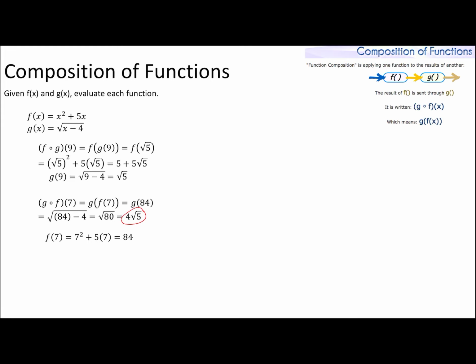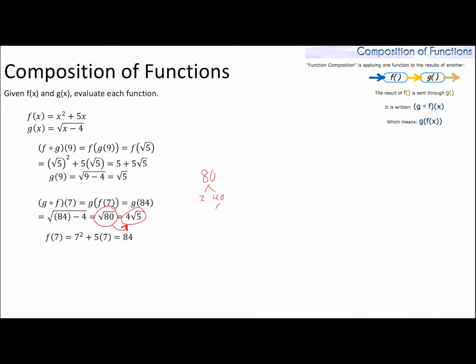Okay, his answer for that one is 4 times the square root of 5. Or if you had the square root of 80, that is also true. Just 4 times the square root of 5 is simplified, if you remember how to simplify your square roots.